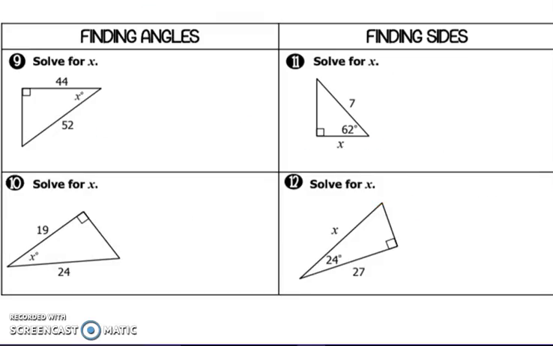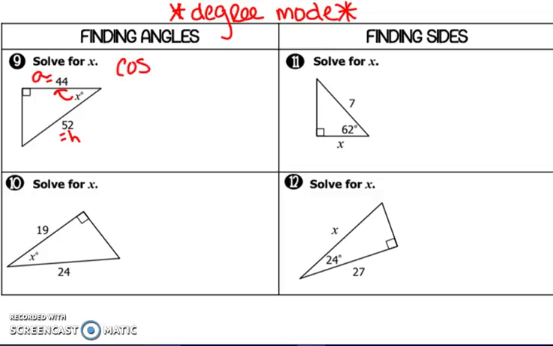Now, when it comes to our practice problems, I'm going to put a note at the top: your calculator, if it is not already, please make sure it is in degree mode. Because once again, you can do it in radian mode, but it'll give you a totally different answer. Now, if we look at number 9, we're trying to find our angle. So I'm going to start by labeling my hypotenuse, which is 52, and that makes 44 my A. It is right next to the angle. So that means we're using cosine. So cosine of x is equal to 44 over 52.